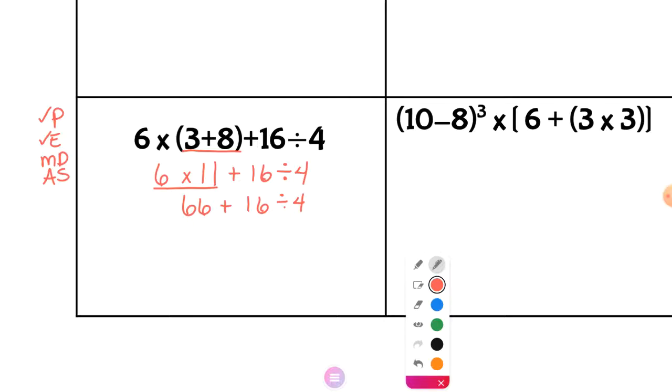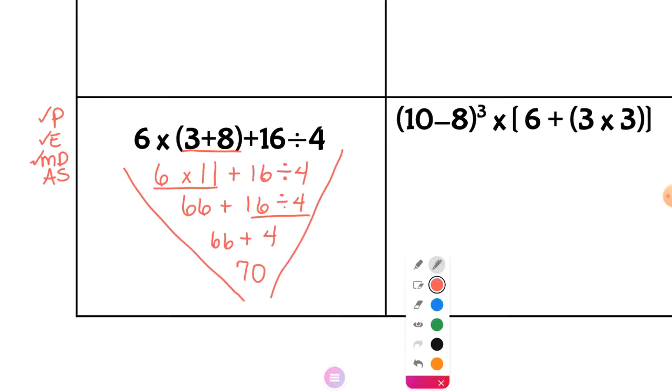Okay, what am I going to underline next? Mila? 16 divided by 4. Good job. 16 divided by 4 is what? 4. Okay, so now I'm down just to addition, so I'm going to mark off my multiply and divide. Add and subtract last. 66 plus 4. Caleb? 70. Okay, and again, my work should look like an upside down triangle. Doesn't have to be perfect, but it should be close.